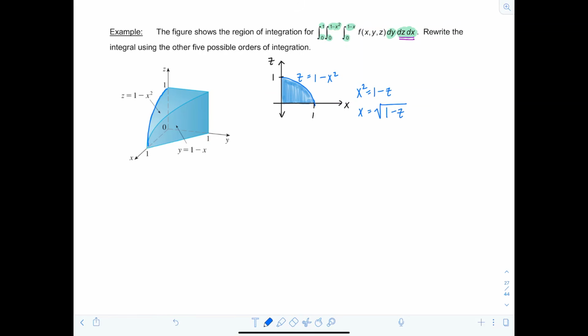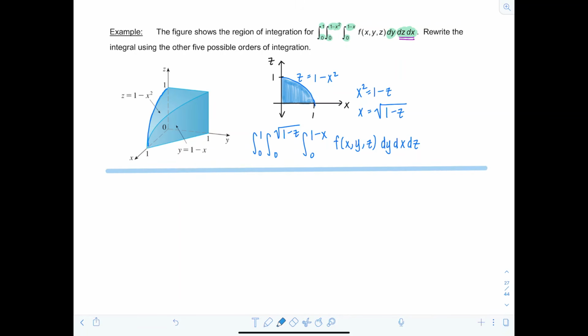So here we go, we already have one reordering. So limits for z are going to be from 0 to 1. Limits for x are going to be from 0 to rad 1 minus z, and then I can leave everything else alone. So 0 to 1 minus x, I didn't mess with that. F of x, y, z, dy, and then now this is dx, dz. All right, we survived that reordering. 1 down, 4 to go.